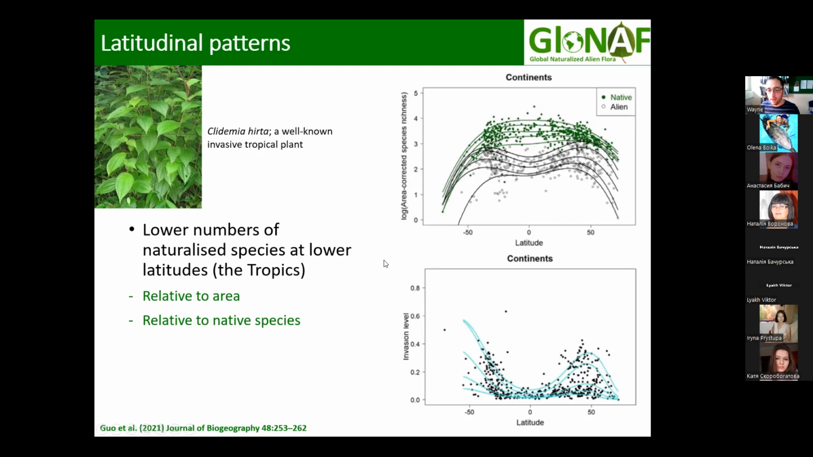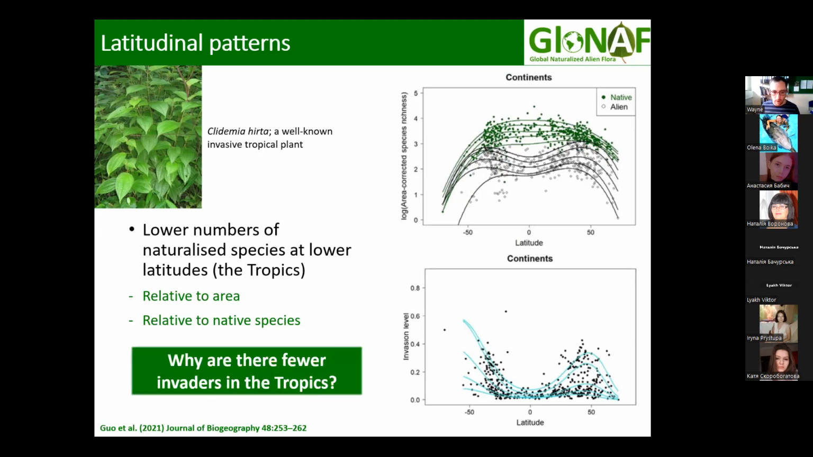And then if we calculate the number of introduced plant species that there are relative to natives, so this invasion level here shown in the bottom right-hand figure, you can see that dip is more pronounced. So obviously the tropics are very species rich with natives. The number of non-natives, the introduced plants, is far lower by comparison in the tropics compared to the temperate regions. So it does seem to be that the tropics are less invaded, if you like. There are fewer introduced and naturalized plant species.